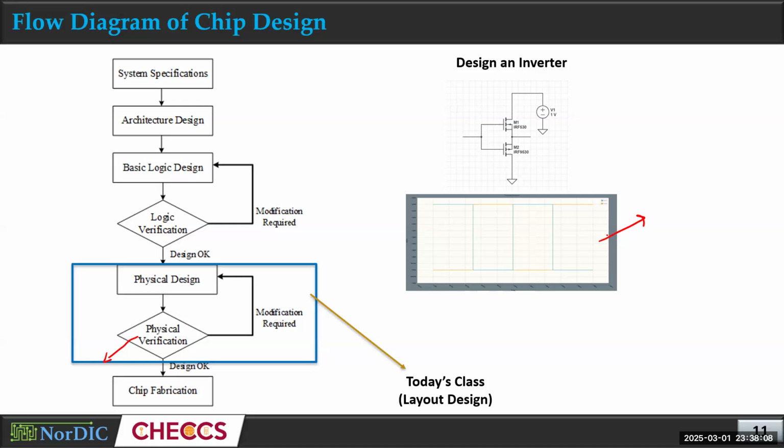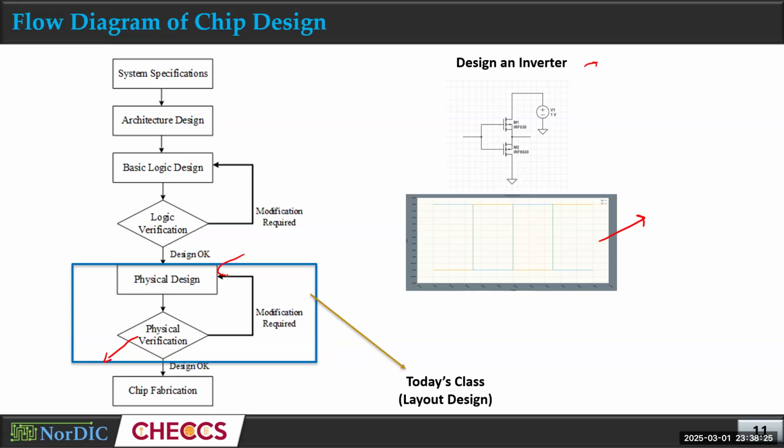Okay, and also the specification that was mentioned, like the inverter, right? So if the layout again does not work properly, you'll have to go back. You'll have to modify the layout or physical design and then do the verification again. So in every step you have verification.